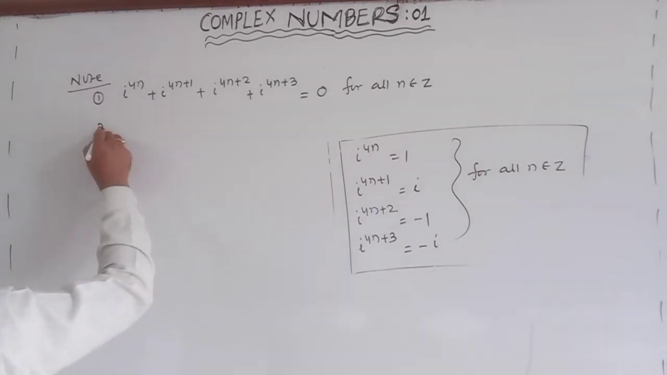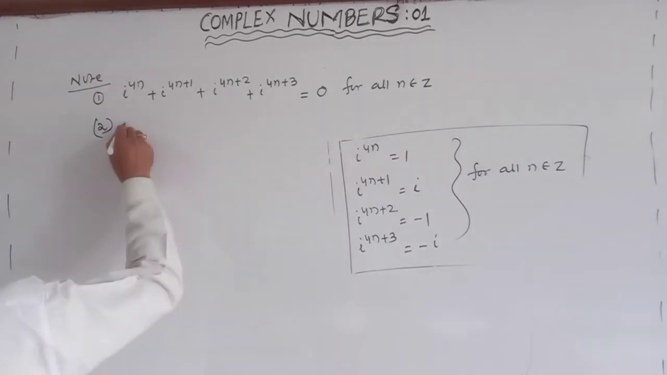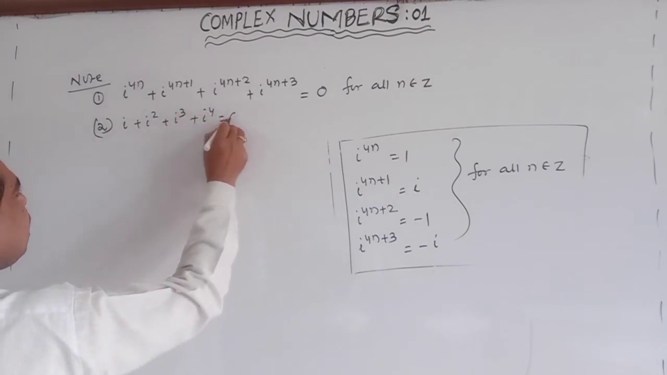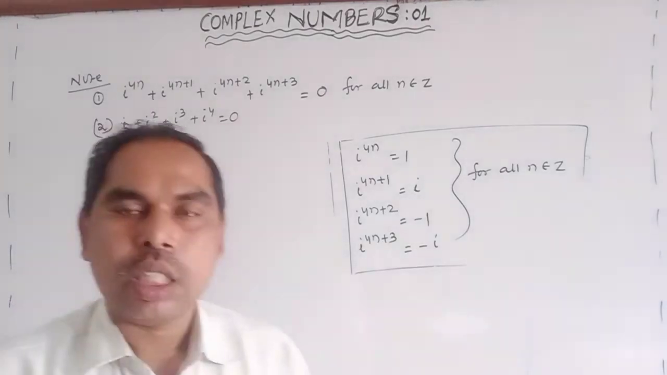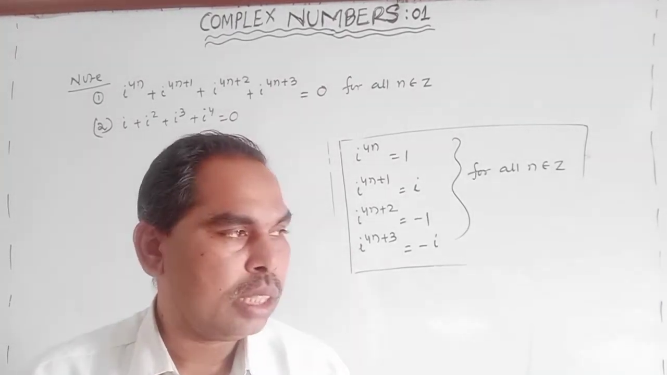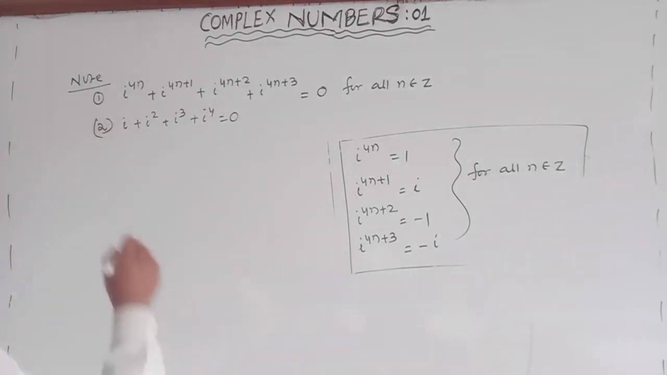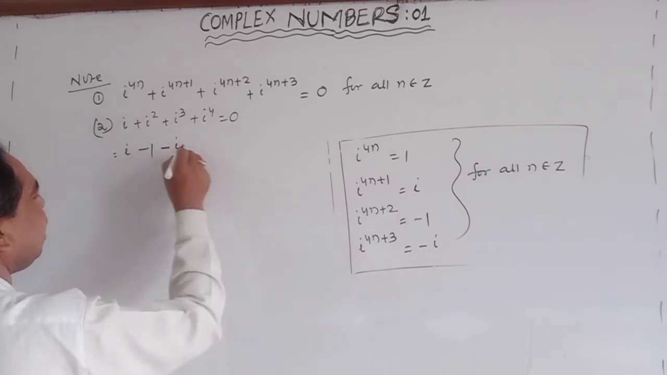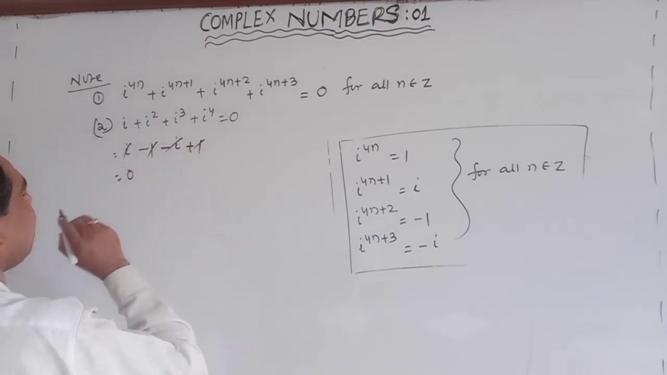i plus i square plus i cube plus i fourth is equal to 0, meaning the sum of 4 consecutive powers of i is 0, because i square means minus 1, i cube means minus i, i fourth means 1. So everything cancels and the answer is 0.